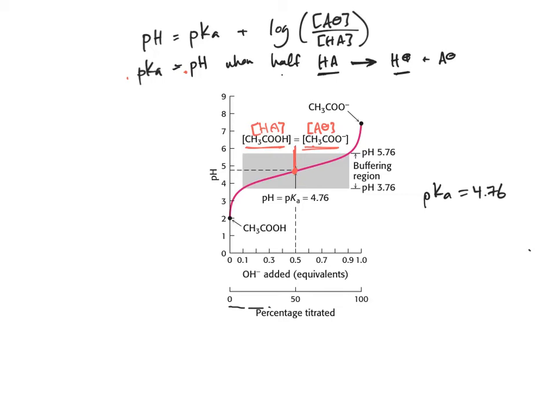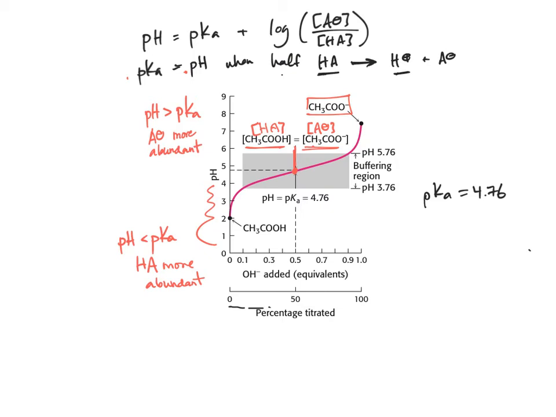Now, let's consider the pH of the solution when it is less than the pKa value. If it's less than the pKa value, that is when pH is less than pKa, the solution is more acidic. HA, the acid, is more abundant. When the solution in question here has a pH that is greater than the pKa, well then the conjugate base is more abundant. So we're seeing that on the graph here as well. At a pH below the pKa value, we've got more of this original acid. And once the pH rises above the pKa value, the conjugate base is more abundant, more common in the solution.